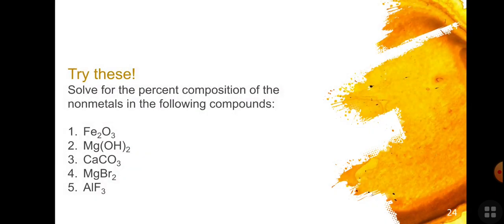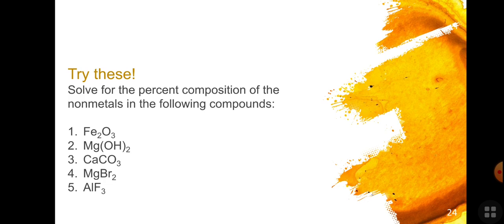So again, try these following problems. Try to solve for the percent composition of the non-metals in the following compounds. Just find the non-metals. For number 1, look for the percent composition of oxygen. Number 2, oxygen and hydrogen. Number 3, carbon and oxygen. Number 4, bromine. And number 5, fluorine. So pause the video. Then after answering all the items, you may play it again for the answers.